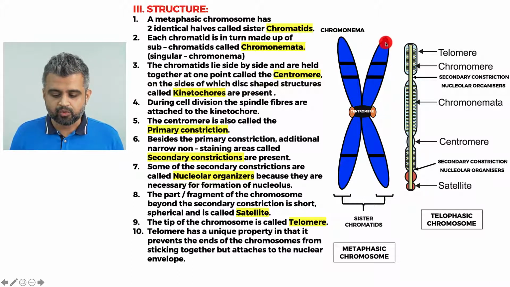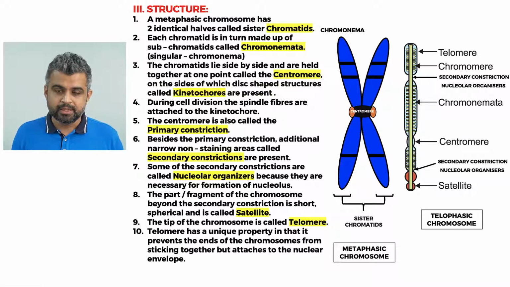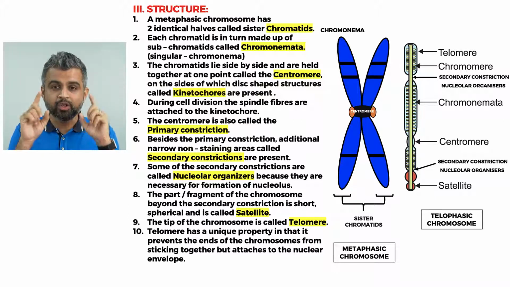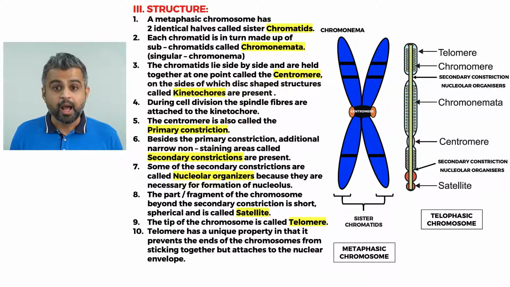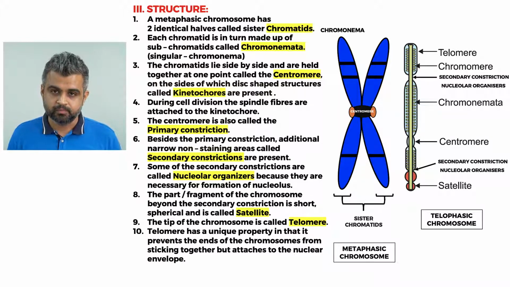The unique property of these telomeres is that they are the tips of the chromosomes and they do not allow the sister chromatids to stick to each other. So if this is the chromosome, it will not allow this to happen. It will not allow the tips of these sister chromatids to attach to each other. However, the other unique property is that they help the tips attach to the nuclear membrane. So telomeres help the attachment of the chromosome to the nuclear envelope, and they do not allow the tips of the sister chromatids to attach to each other. So remember this unique property of the telomere.